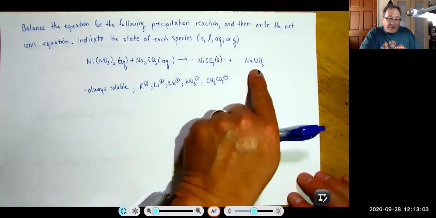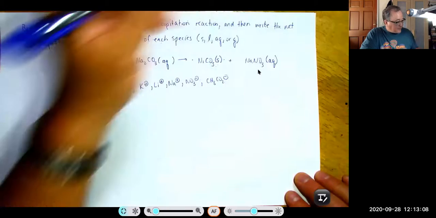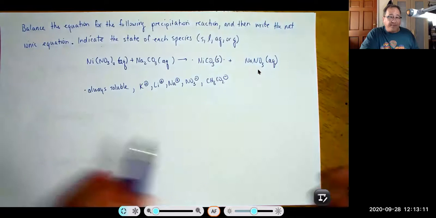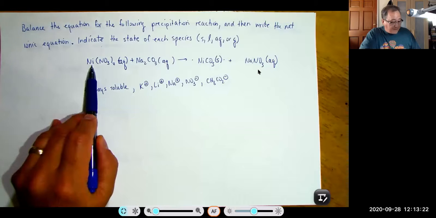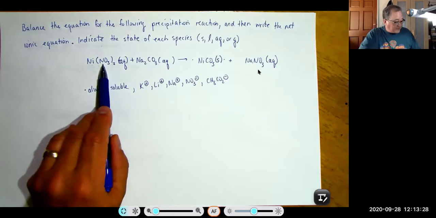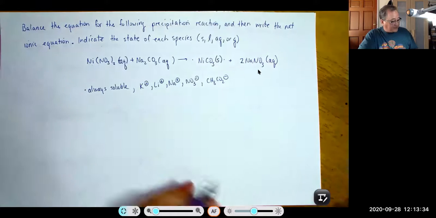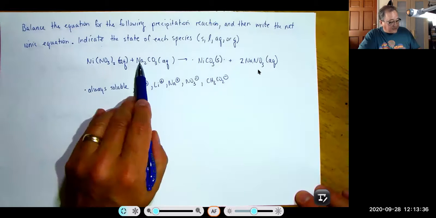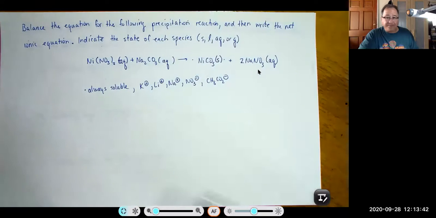Does this have an always soluble ion in it? And the answer is you bet. It's got the nitrate, so this will be aqueous. Now, we're supposed to balance this, so let's go ahead and do that. When you're balancing these precipitation reactions, you balance not only by atoms, but also by ions. Really, you balance by ions. Here we have a nickel ion, one of them. Here we have a nickel ion, one of them. Here we have 2 nitrate ions, and here we have 1 nitrate ion. So if I put a 2 here, I now have 2 nitrate ions. Here I have 2 sodium ions. Here I have 2 sodium ions, 1 carbonate and 1 carbonate, and this is balanced.